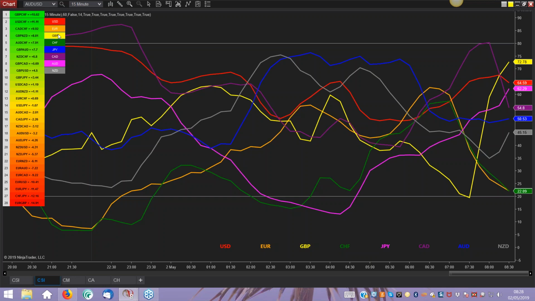Just isolate out the pound on the matrix. This is on 15. We're on the pound CAD, and actually the one that's moving more strongly, you can see right up at the top, is the pound Swiss. There's a decent move on pound CAD, but certainly in terms of pound Swiss, that's the one that's really got some momentum as well. So it's horses for courses.